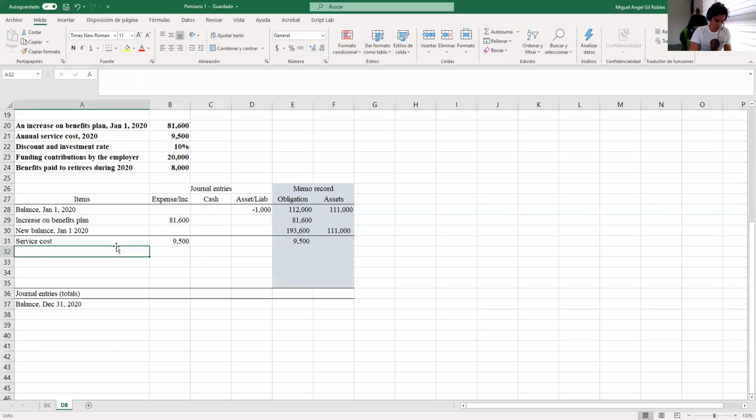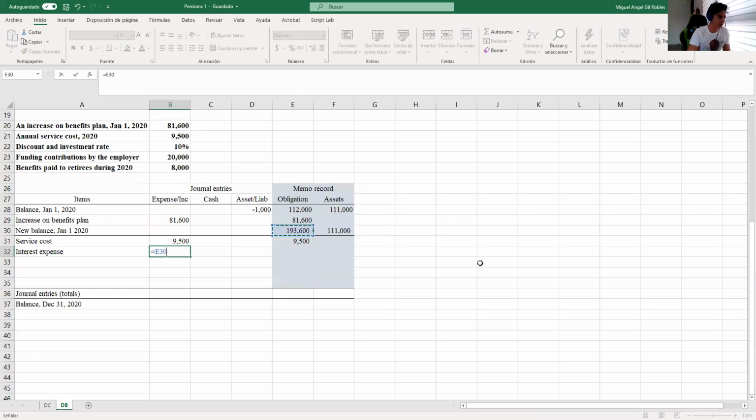And now we are going to calculate the interest expense and the interest revenue. So interest expense is going to be multiplying this number.